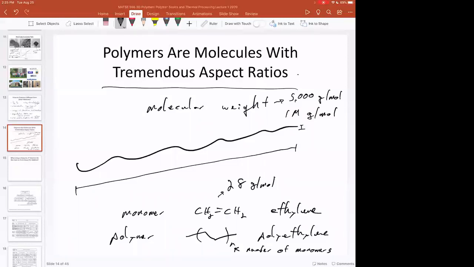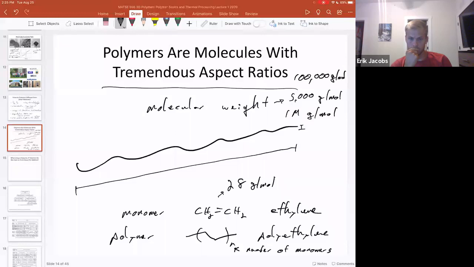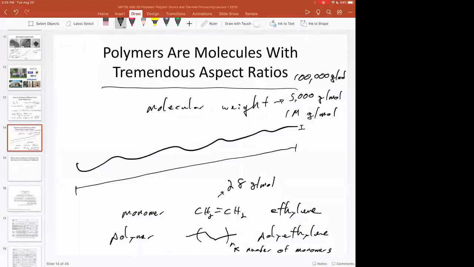But 100,000 grams per mole is not out of the question. That's a lot of monomers of ethylene, comparing 100,000 grams per mole versus 28 grams per mole. This tells you how big N is. And of course, N is related to the aspect ratio of the chain. Now chains are coiled up. We'll talk about what chains look like depending on how processing is, but this sets the stage for understanding the important part about polymers, which is the molecular weight that really feeds into the properties.